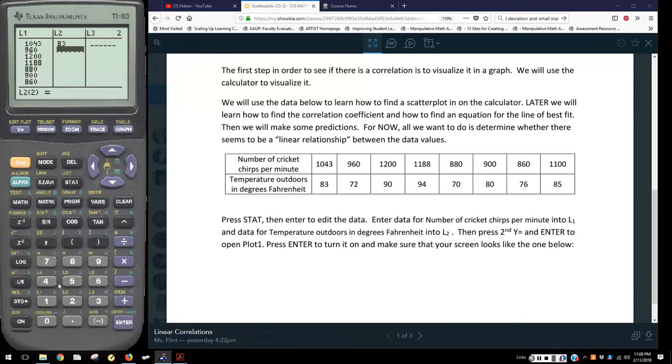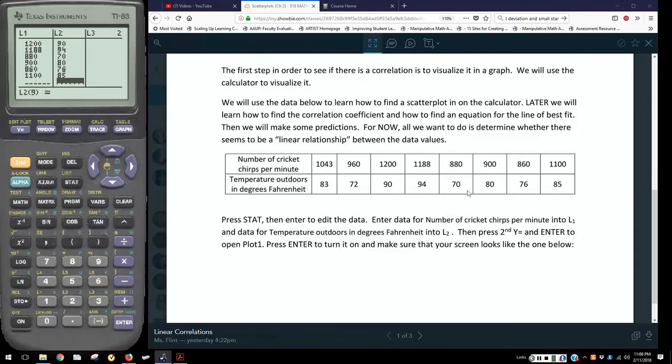They chirped 960 times a minute when the temperature was 72 degrees. They chirped 1,200 times a minute when the temperature was 90 degrees. They chirped 1,188 times when the temperature was 94 degrees. They chirped 880 when the temperature was 70. They chirped 900 times when the temperature was 80. They chirped 860 times when the temperature was 76. And 1,100 times a minute when the temperature was 85.